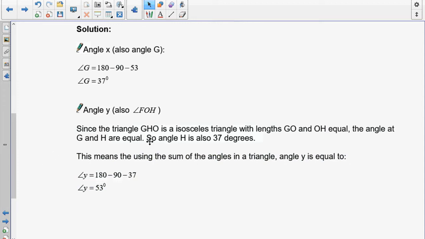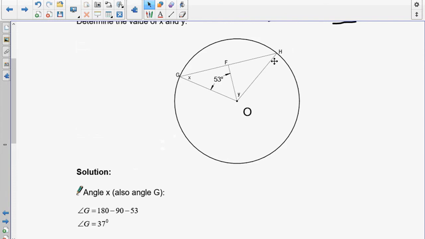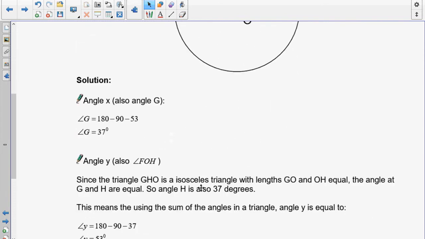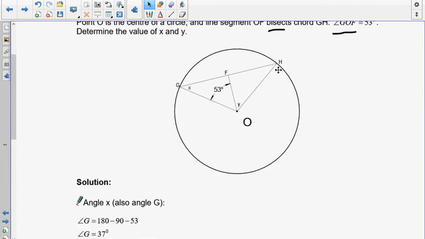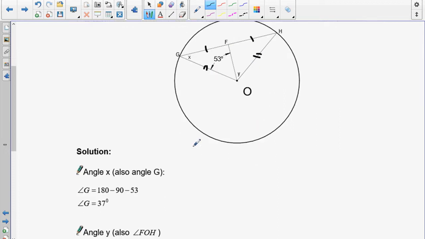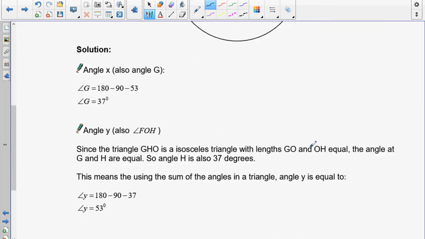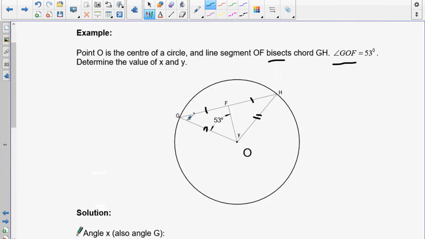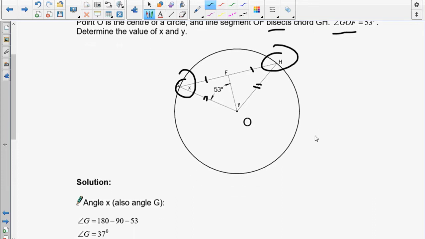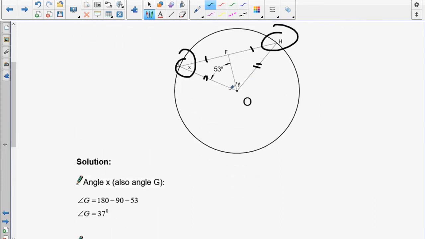Since triangle GHO, the whole triangle, is an isosceles triangle because we have these two radii that are equal, and we know from this being bisected that those two are equal, and these two share a side, these are congruent triangles. It says with OG and OH equal, the angles at G and H are equal. That is the property of an isosceles triangle: the two sides are equal and the two end angles are equal.